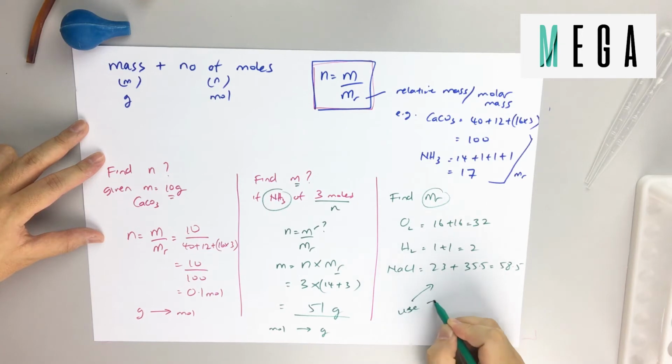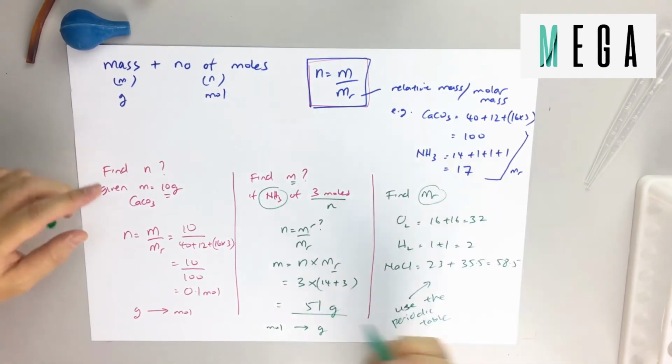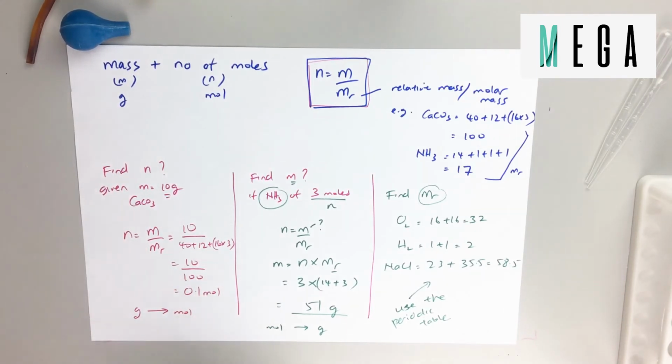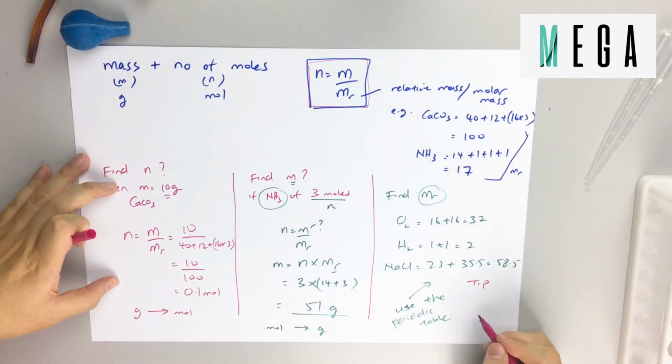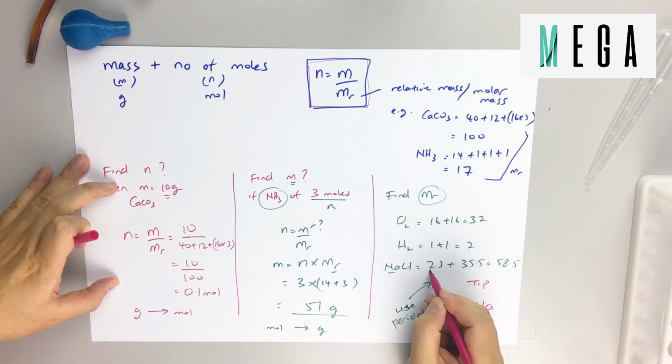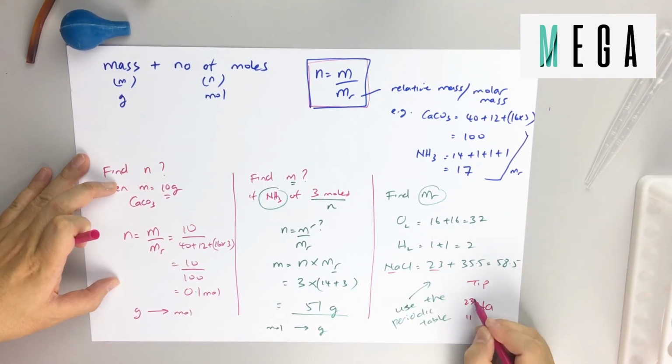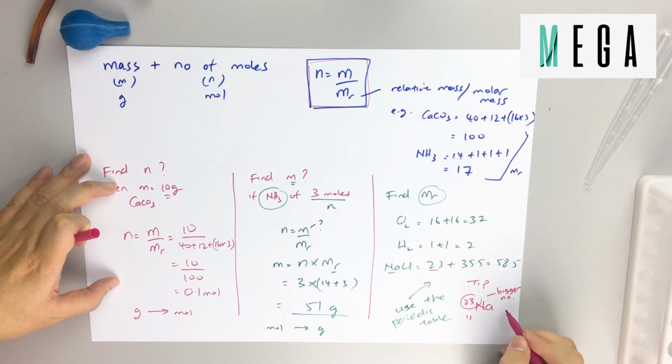So just use the periodic table. Take the bigger number with the symbol. Tips: Na. In the periodic table, you can see 23 and 11. Take the bigger number. The bigger number is the mass of the element.